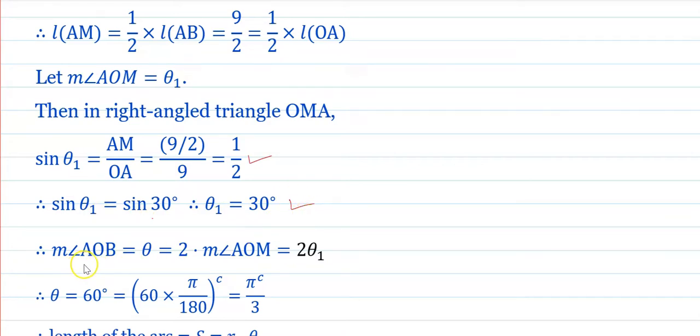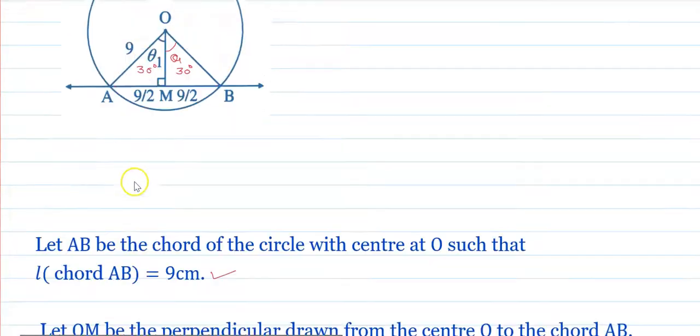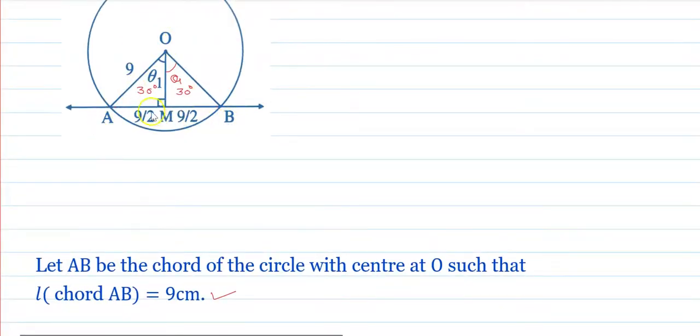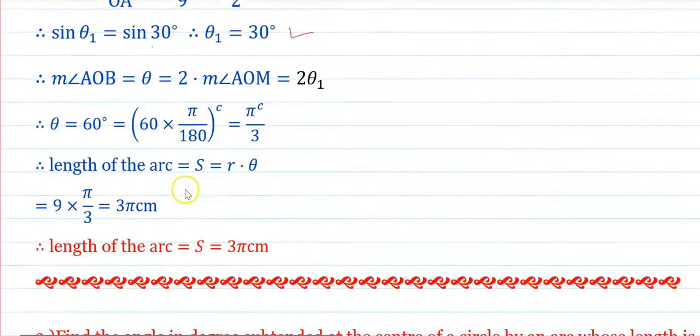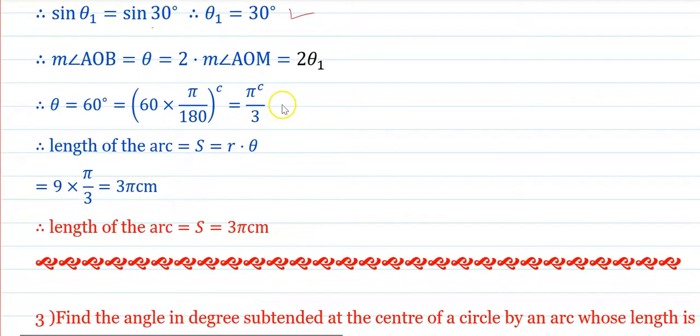And therefore the measure of angle AOB, this is the AOB, is 30 plus 30, and that is equal to 60 degree. Convert this 60 to the radian, that is 60 into pi upon 180, and therefore here you will get pi by 3 radian. So the length of arc S is equal to r theta. 9 into pi by 3, you will get 3 pi centimeter, and hence the length of arc is equal to 3 pi centimeter.